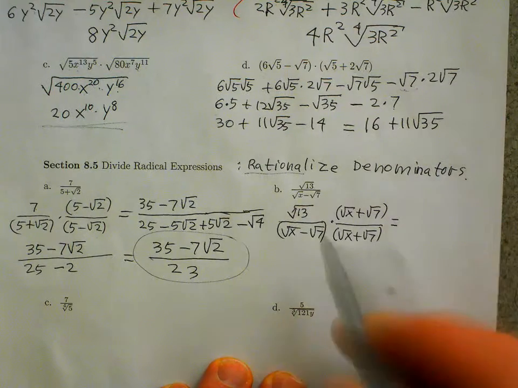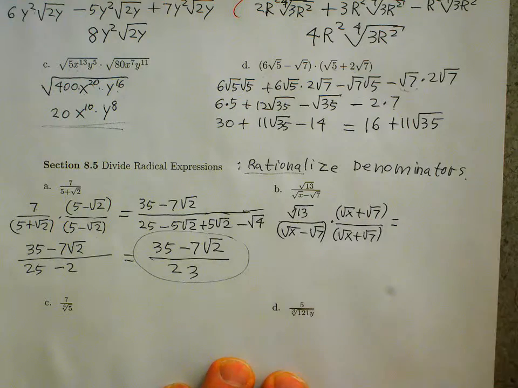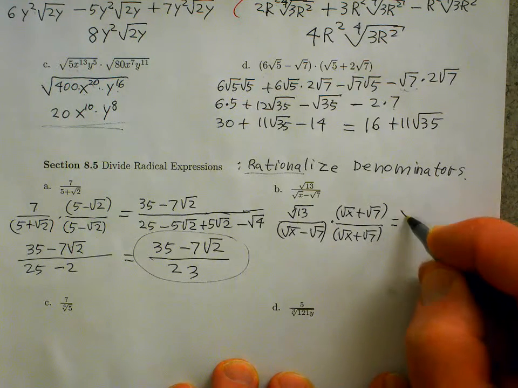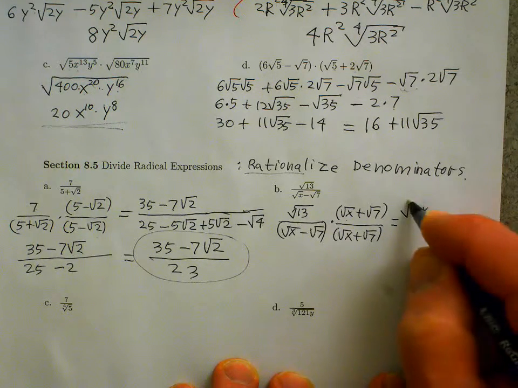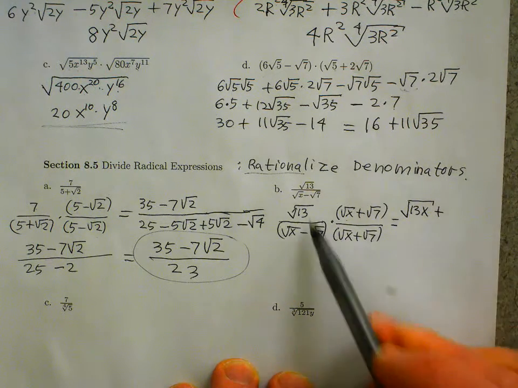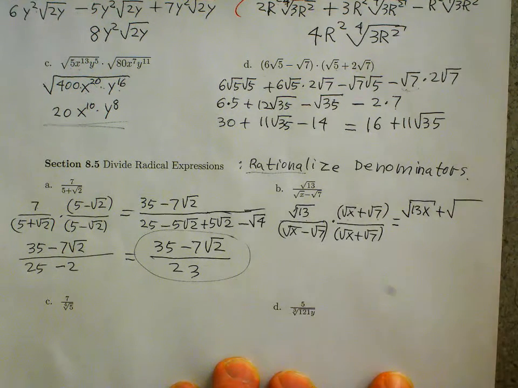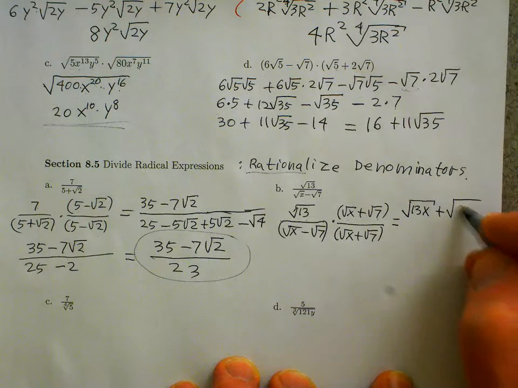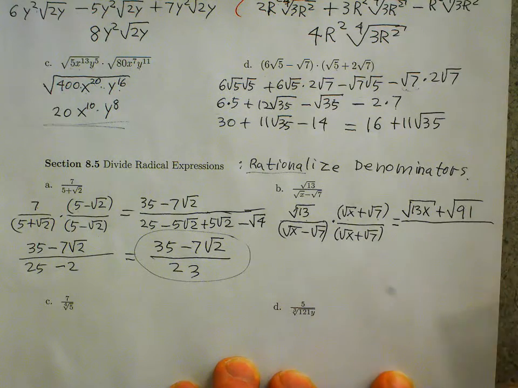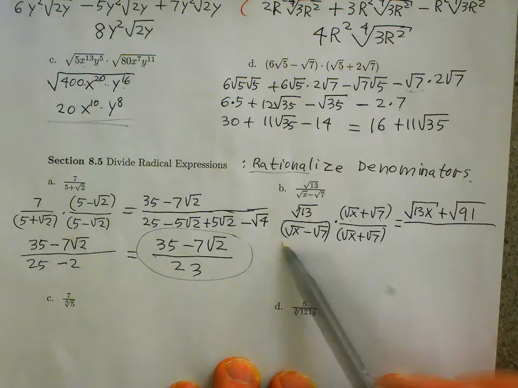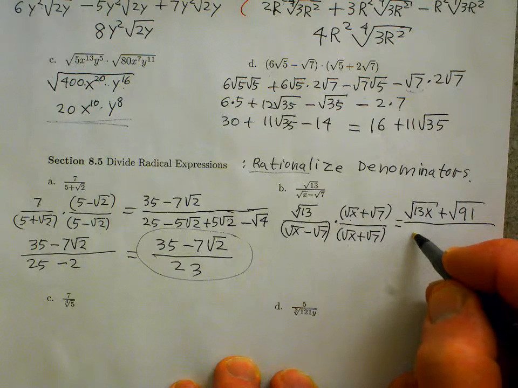Okay, so in the numerator, the square root of 13 times the quantity square root of x plus the square root of 7, we're going to get the square root of 13 times x, and then plus the square root of 13 times the square root of 7, which is the square root of 13 times 7. 13 times 7 is 91, so we get the square root of 91. And in the denominator, the square root of x times the square root of x is the square root of x squared, but the square root of x squared is x.